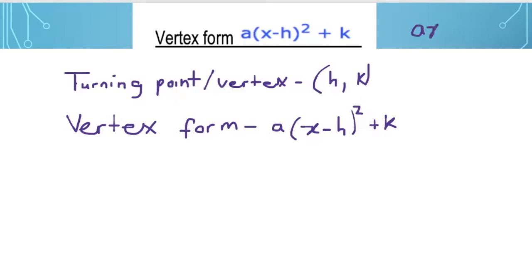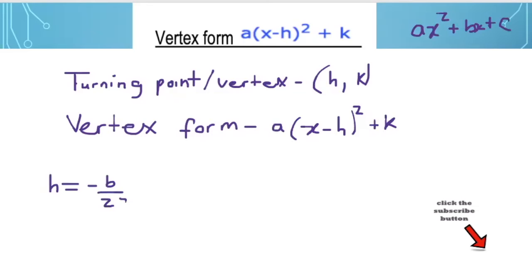Now, just remember the general form for a quadratic. It is ax squared plus bx plus c. A is always a coefficient of x squared, b is a coefficient of x, and c is a constant. To find H, it's minus b over 2a, and to find k, it will be equal to 4ac minus b squared all over 4a.